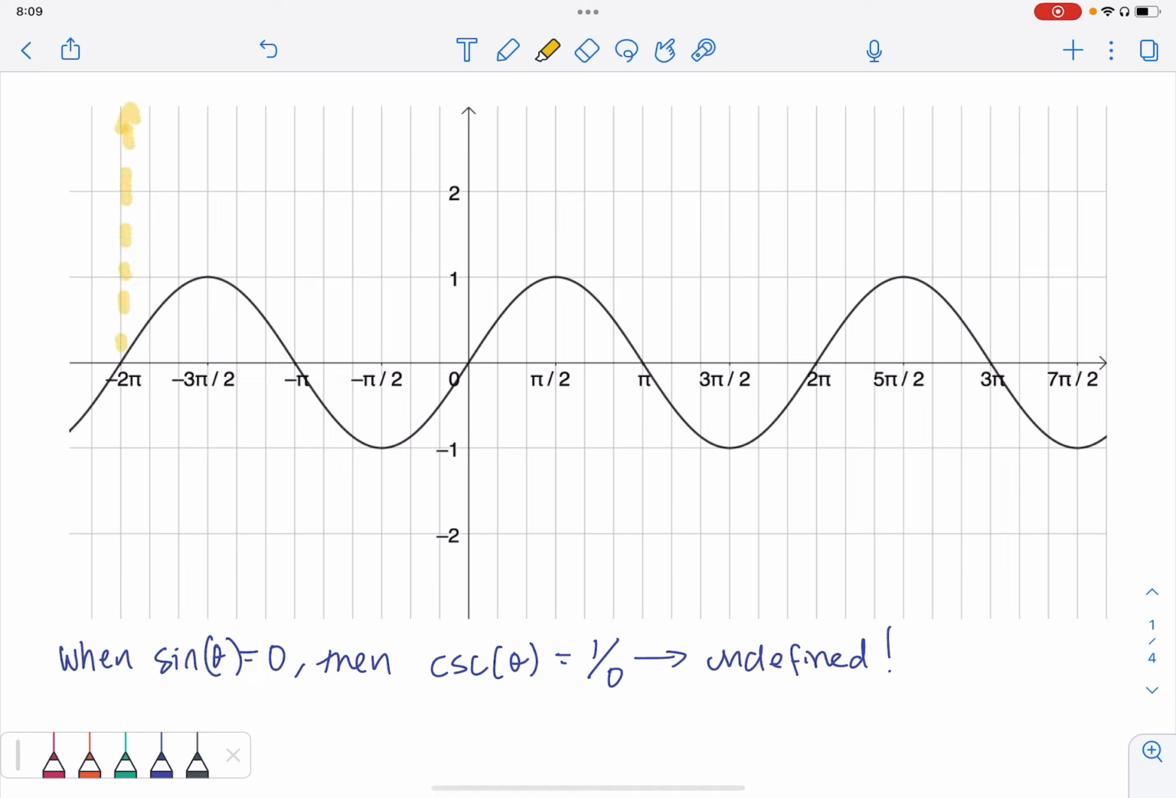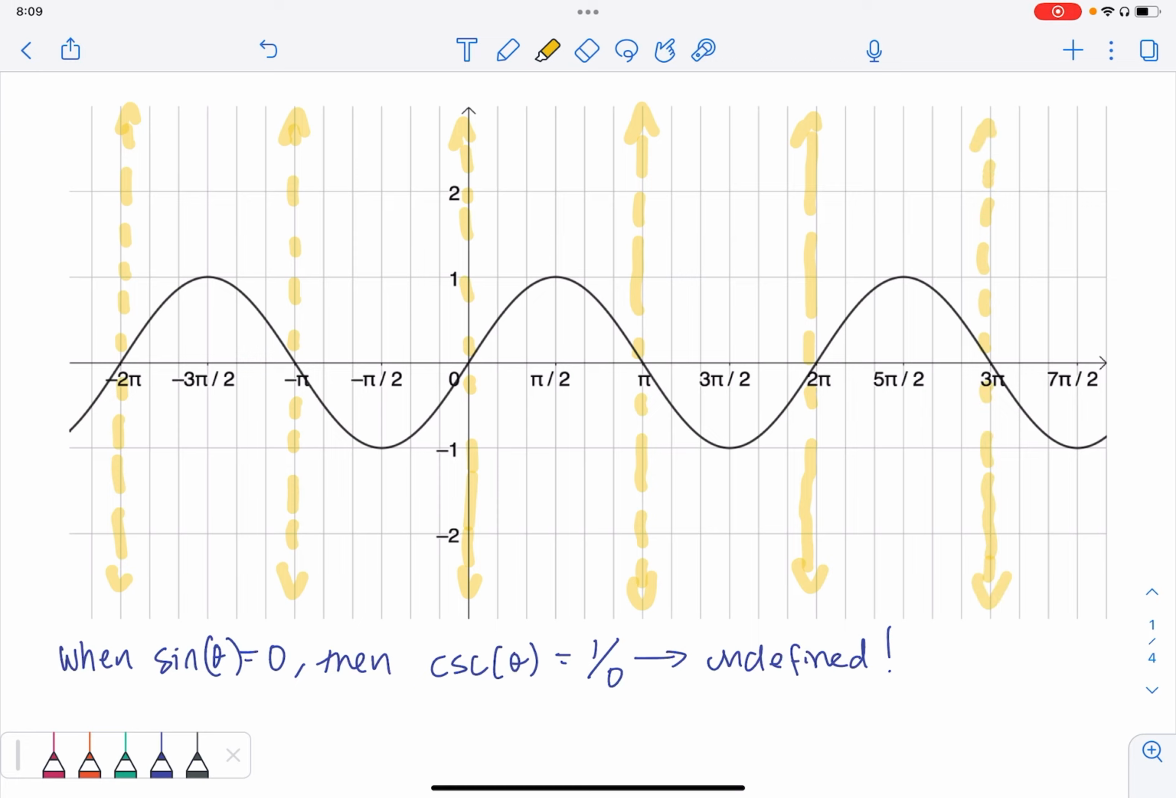So I'm going to start down here at negative 2 pi. I'm going to put one in at negative pi, and all of these multiples of pi. And that'll kind of help us get these different sections of our cosecant graph. Okay, so now what else do I know?